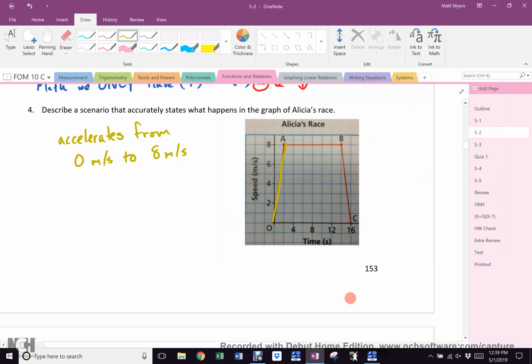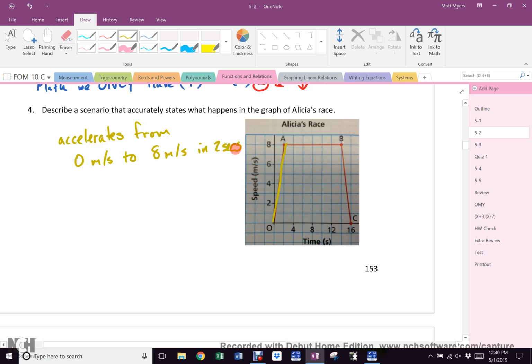What is happening here? No. I'm sorry, Sage, I can't hear you because other people are yapping. What? You said from 0 to 8, wouldn't it be because it's in 2 seconds? Okay, now what you're describing, that's my next question. How long did it take her to get to top speed? 2 seconds. Okay, you're answering my next question. So, she accelerates from 0 to 8 meters per second, in 2 seconds.